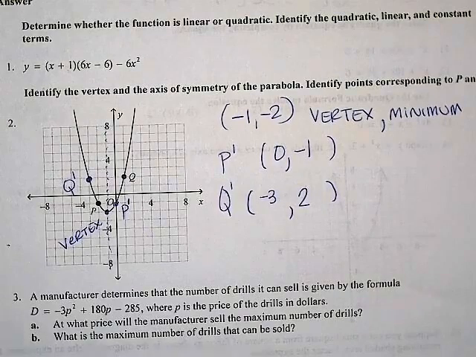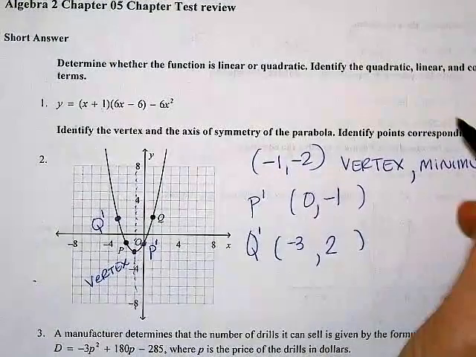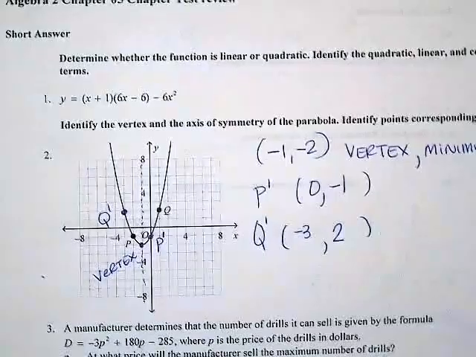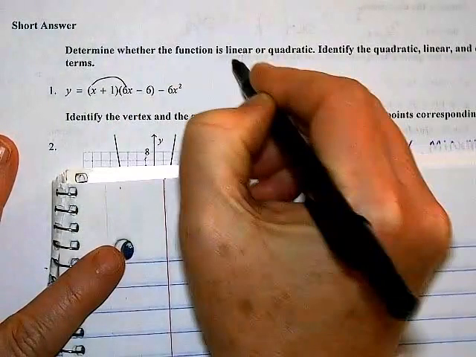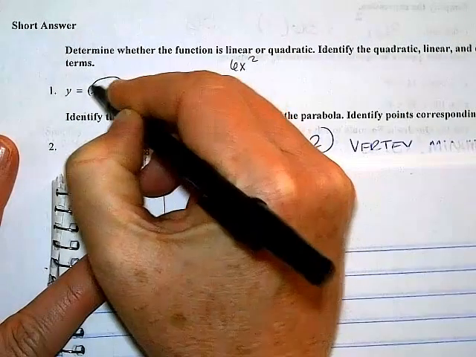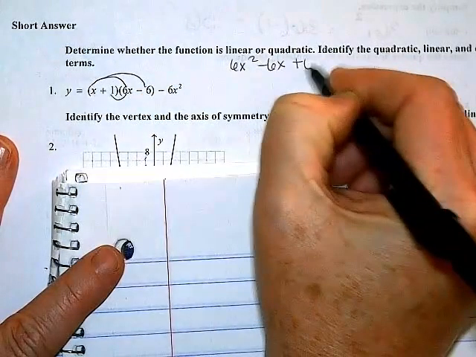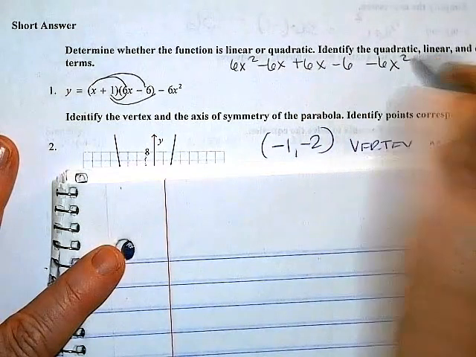We're in chapter 5, test review. Determine whether the function is linear or quadratic. Identify the terms. So what you have to do is work the problem out. You have to FOIL, and then combine like terms.